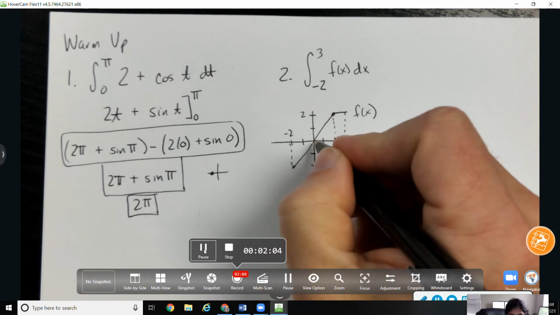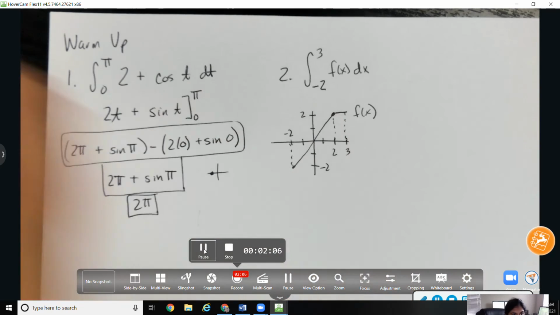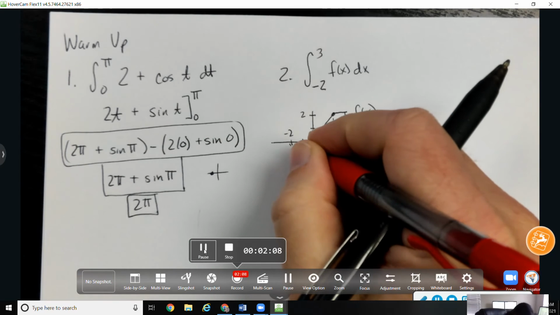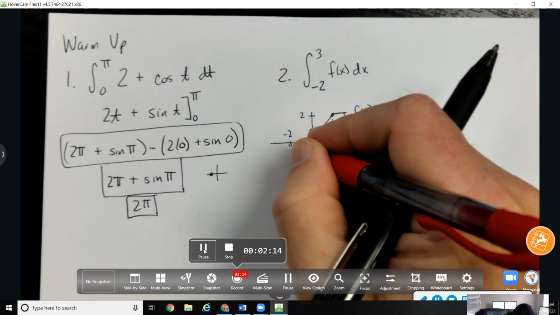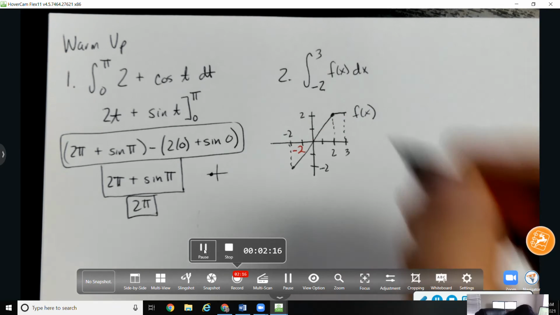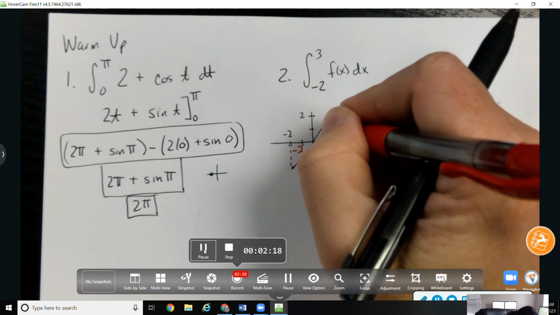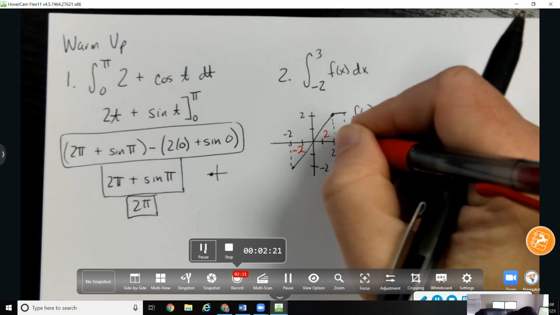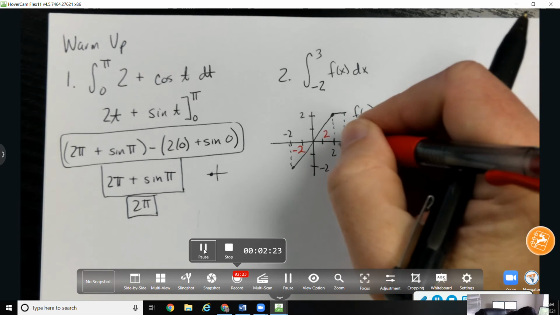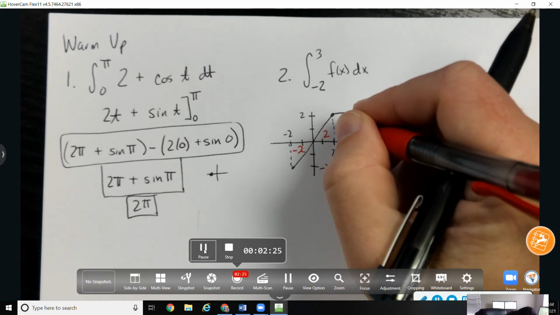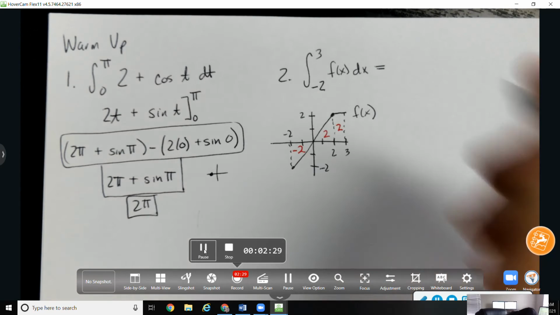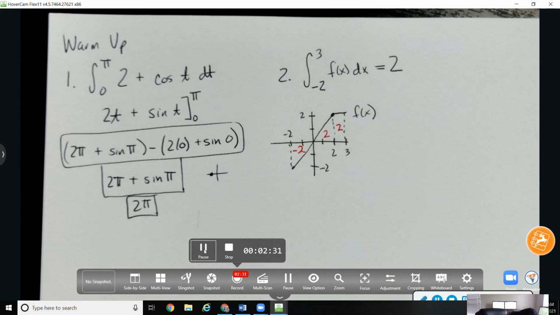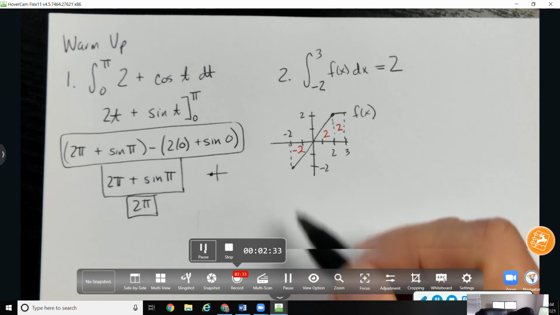So let's see, 2 times 2 divided by 2, that's a lot of 2's, but that area is 2. But since it's below the axis, it's negative. So I'm just going to label it negative 2. This is symmetric, so that's 2. And then that's just a rectangle, width of 1, height of 2. That's 2. So I add up all my areas, and I get 2. Because the 2 and negative 2 cancel each other out.